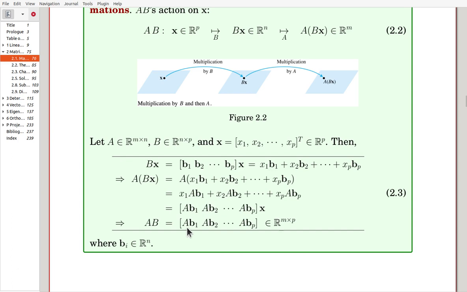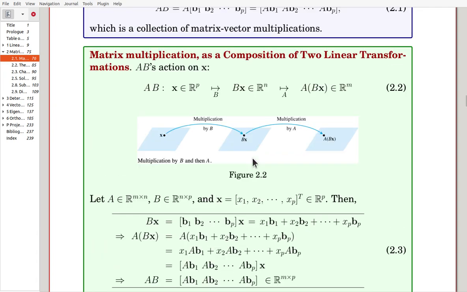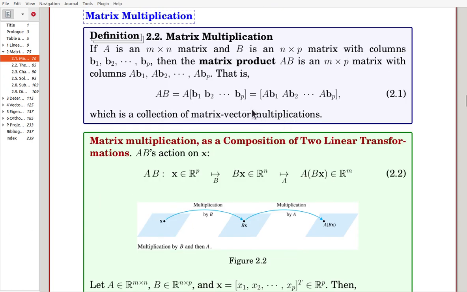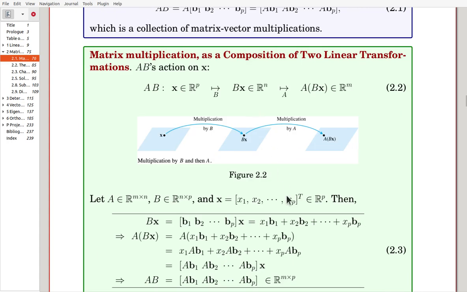The vectors are coming from the matrix B. Okay, so we have such a conclusion, and along with this example, we can define matrix multiplication. But first we defined it in this way, and this is the interpretation of the definition. Okay.